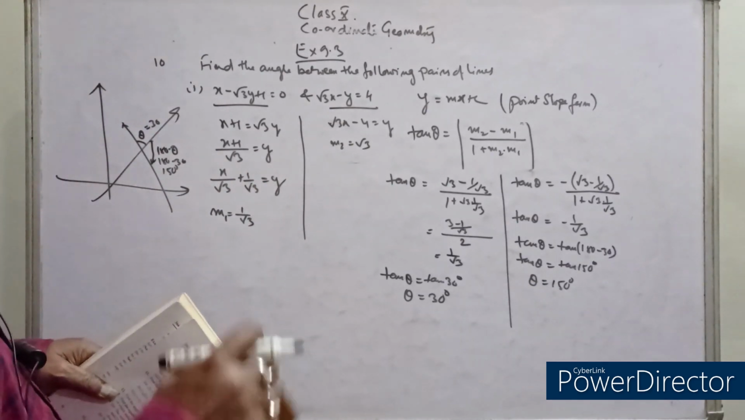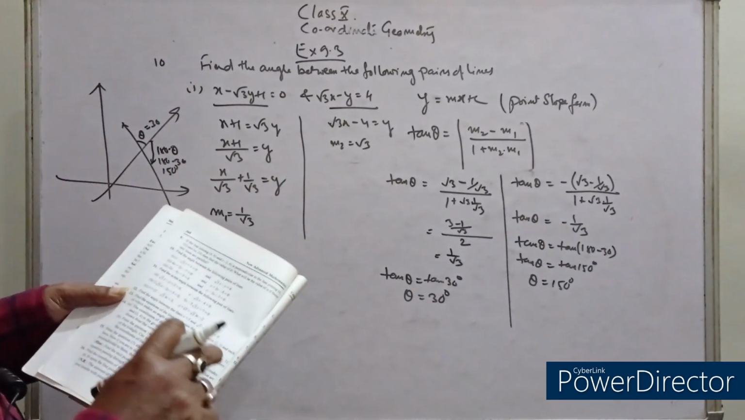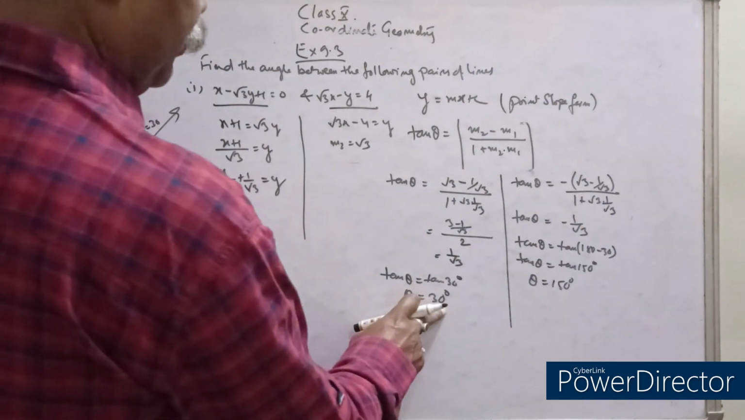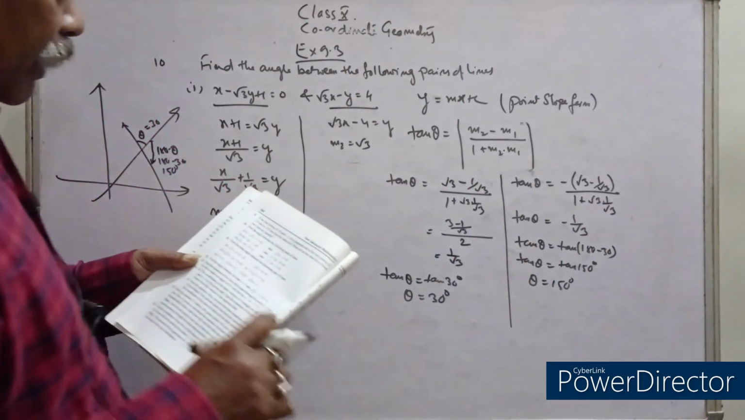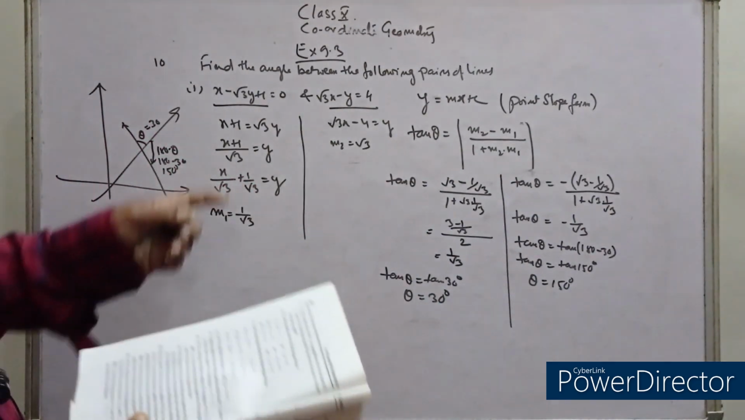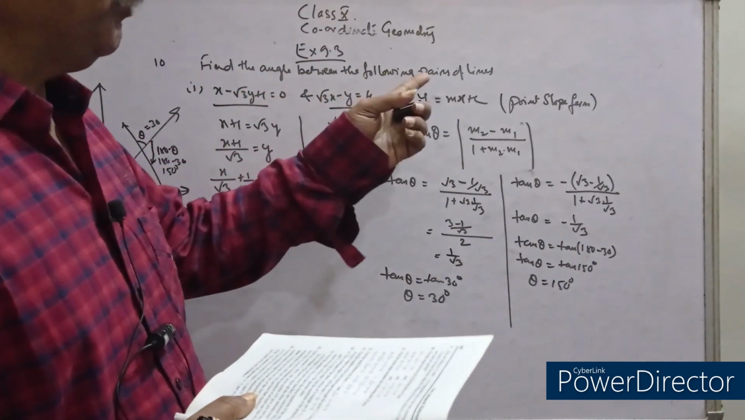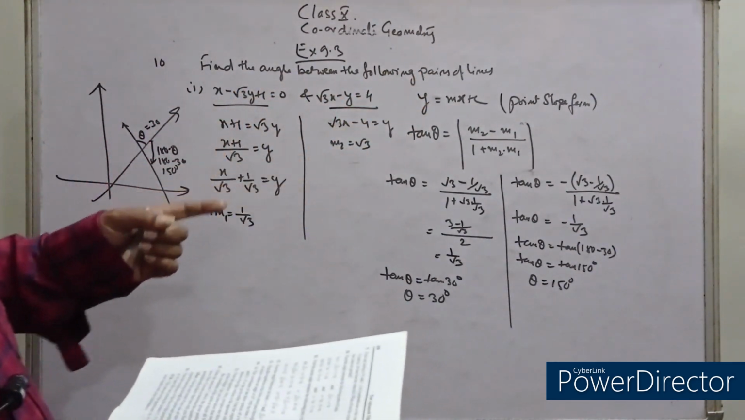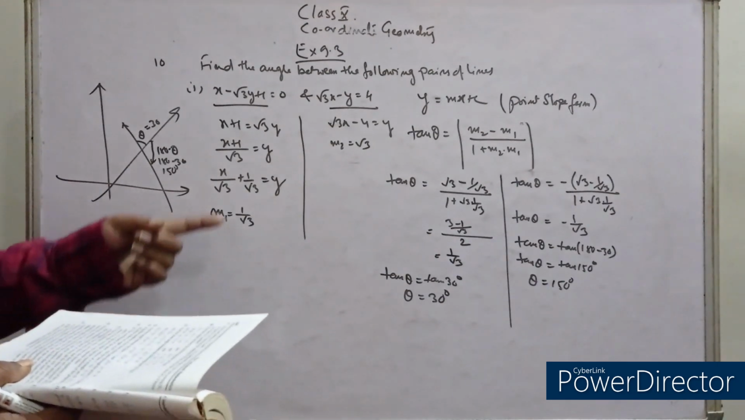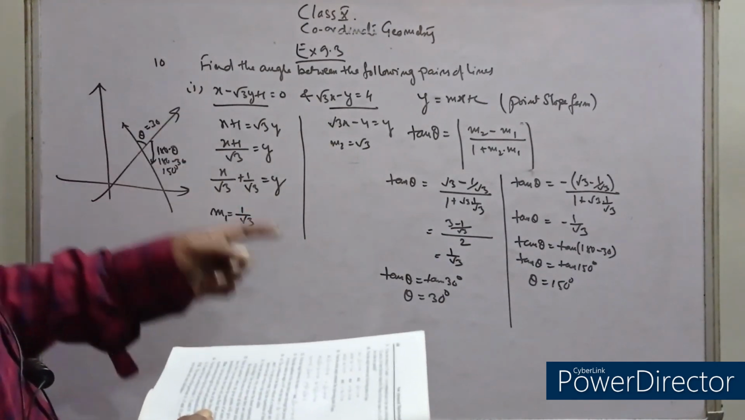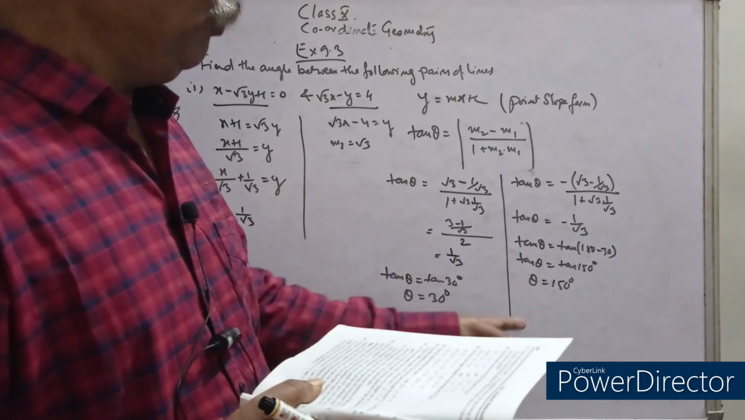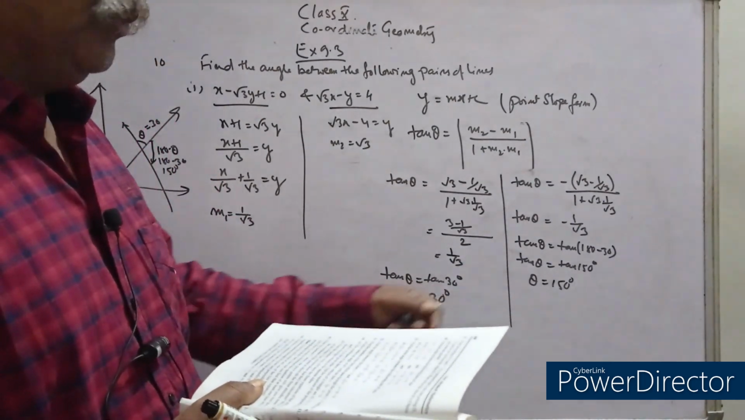If in the question it is mentioned that you have to find the acute angle, then you have to give this answer, not this. But in question number 10, it was given: find angles between the following pairs of lines. It has not given any stress whether it is an acute angle or an obtuse angle. So in that case, you have to find both values of theta.